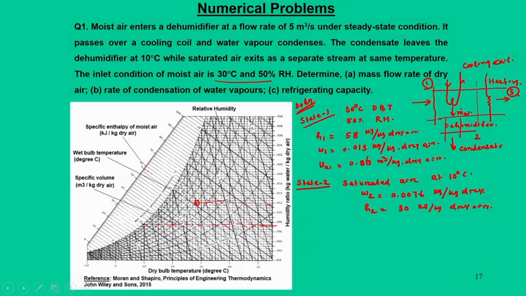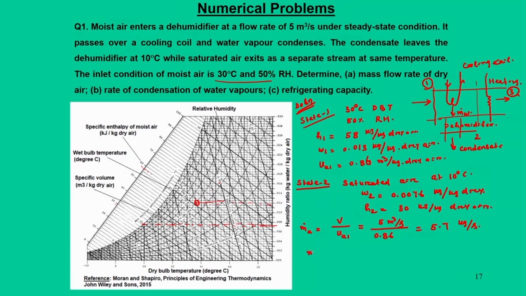So, now we can first find out what is m dot A. We know the volume flow rate, so m dot A is V by specific volume. The volume flow rate is 5 meter cube per second, and the specific volume is close to 0.86. So, this number will be roughly about 5.7 kg per second, and it remains the same.